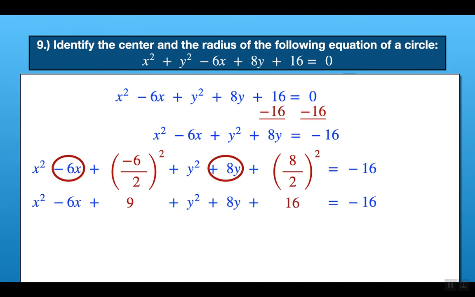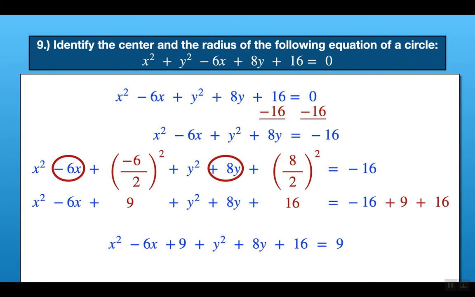And here comes a very important part that is very easy to forget. Even for me, I sometimes forget. Whatever you add to the left side of the equation, you have to make sure to add it to the right side of the equation. Because I'm adding 9 and 16 to the left side of the equation, I've got to make sure to add 9 and 16 to the right side of the equation. I'm telling you, that's the easiest part to forget in this whole process. If you forget that, you'll get the wrong answer at the end. So that's very important. Now that I've done that, I have this equation.